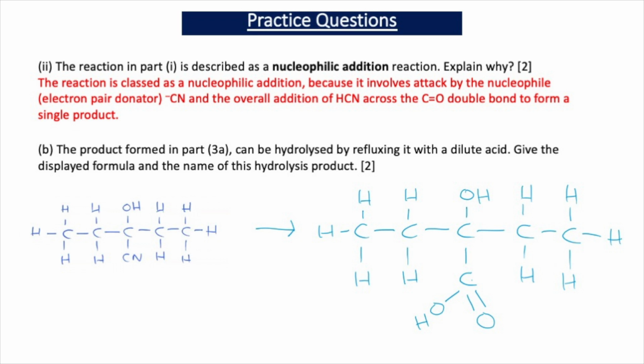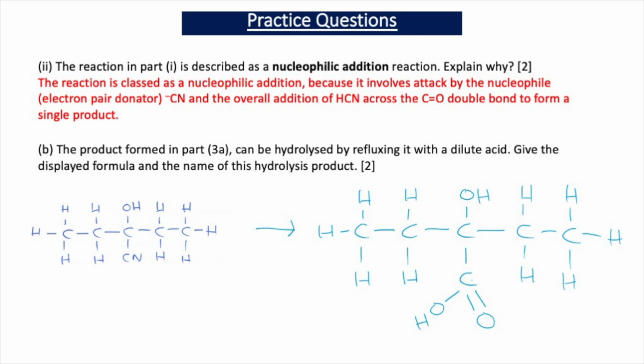the 2nd mark. Now for question B, you're asked to draw the displayed formula of the product you get if you hydrolyze the product formed in part A with dilute acid. Now you have to remember that cyanide groups can change to COOH groups if you hydrolyze them with dilute acid, and this is carried out by refluxing the compound with dilute acids such as dilute sulfuric acid. Now all that I've done here is just get rid of the CN and draw a COOH group.